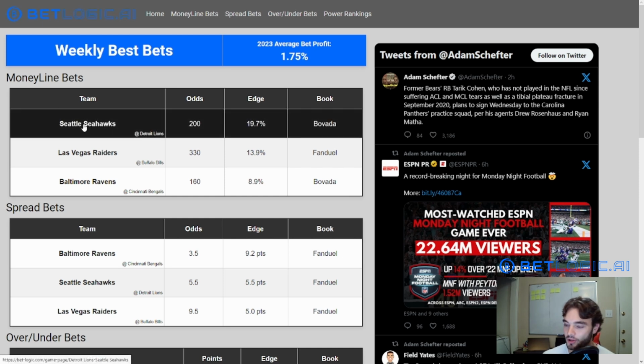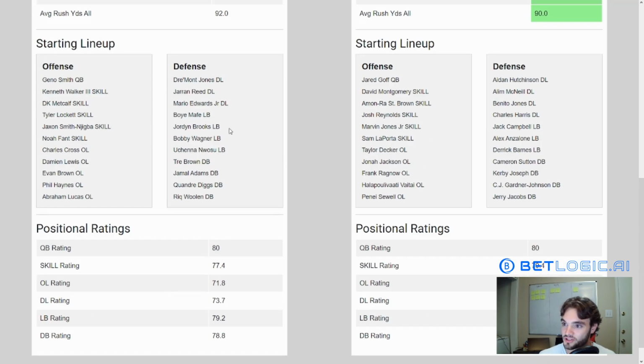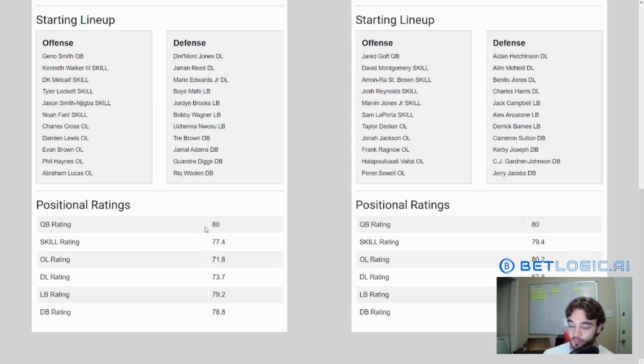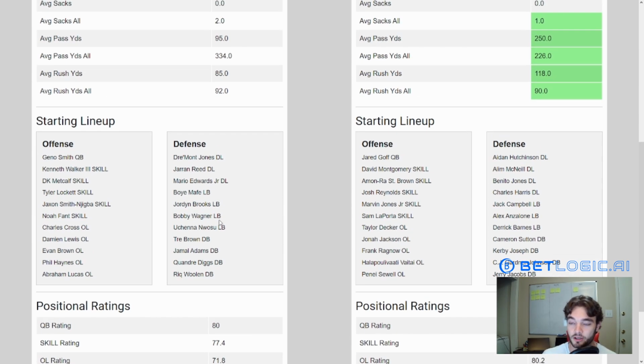But for example, if we look at the Seattle Seahawks here, you click on the team, it'll take you to this page. Not the prettiest looking page in the world, but I think it does convey the information properly. And you scroll down, you'll see what we consider within their starting lineups here. So Geno Smith, Kenneth Walker, their skill position players, offensive line, defensive line players, linebackers, and DBs, as well as the positional ratings that we set for those specific players. So if a player is included in this starting lineup, then they will be included in the model.